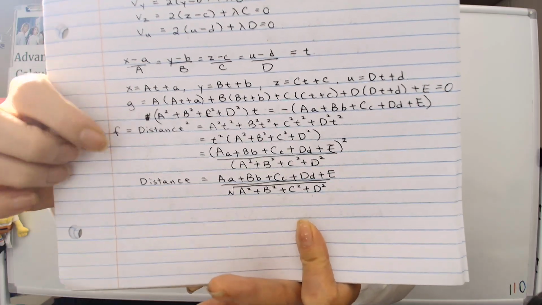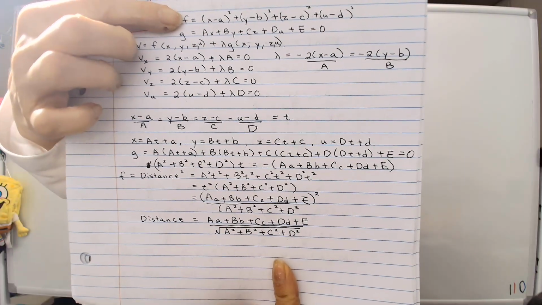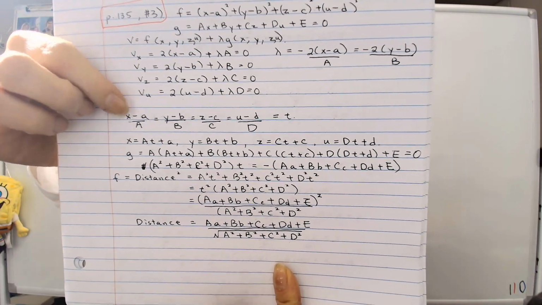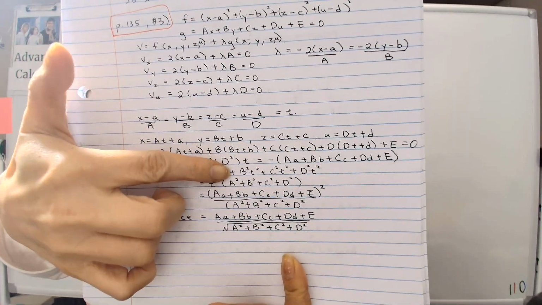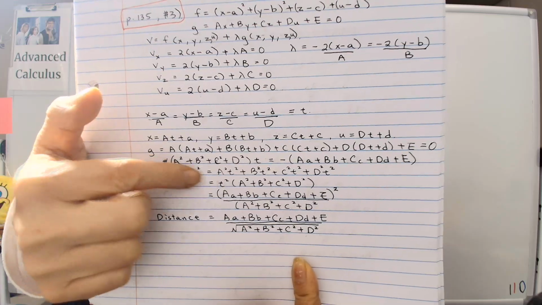And then the distance squared is, what was distance again? It is x minus a squared. What is x minus a squared? It is a squared t squared, right? So I put it right here. Similarly, y minus b squared in the distance formula is b squared t squared. So I get all this stuff.